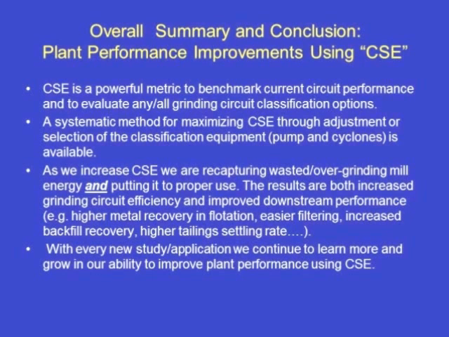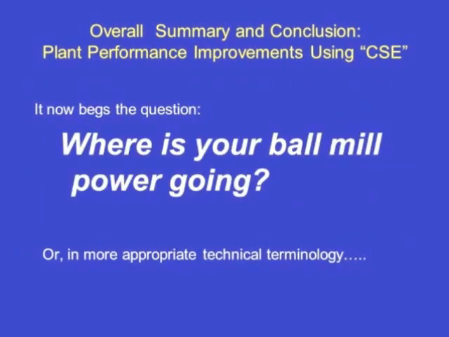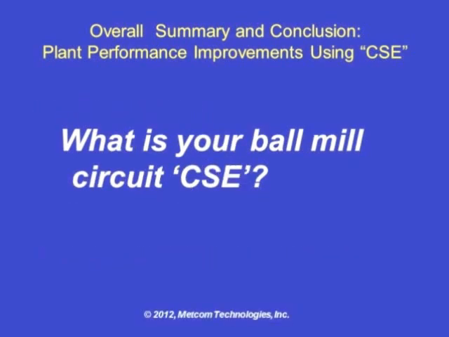I had the good fortune to do a study in a plant just late last year, 960% circulating load ratio. The question was, does that curve, that Davis curve, keep going out and keep increasing all the way up to 960%? It does, even in a plant, not just in a lab or on a computer simulation. So it begs the question, where is your ball mill energy going, or what is your ball mill circuit CSC?